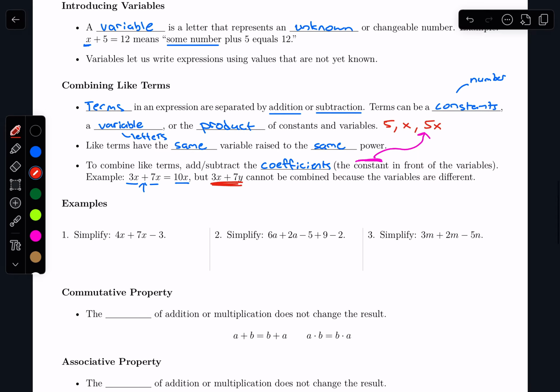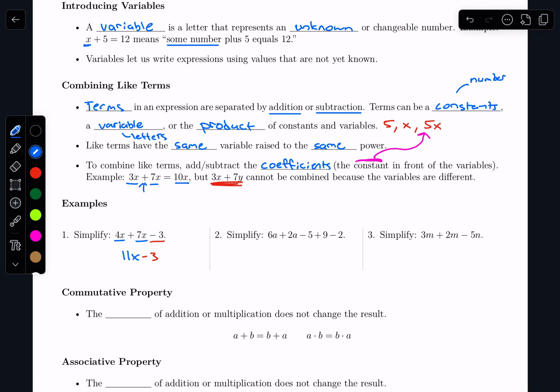All right, let's do a couple examples down here. We have number one, 4x plus 7x minus 3. We can put together the 4x and the 7x to get 11x, but that minus 3 is not a like term, so it stays separate. So just 11x minus 3. And it's not a like term because it does not have an x like the other two do.